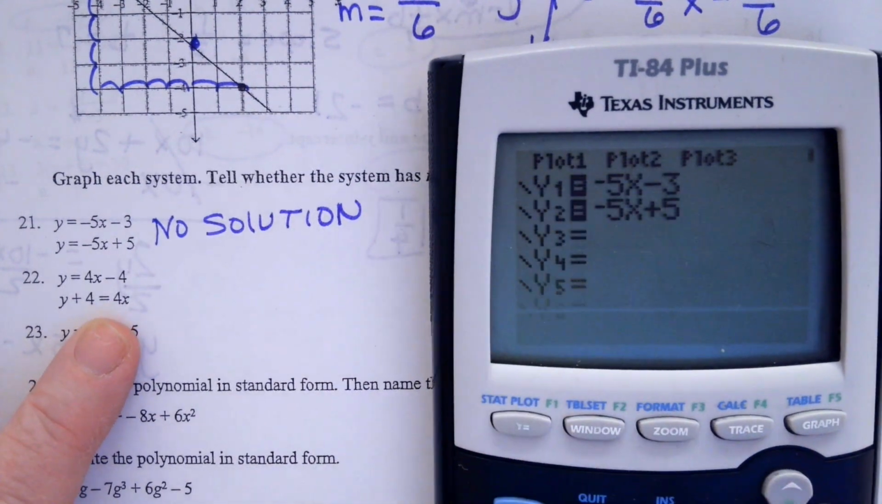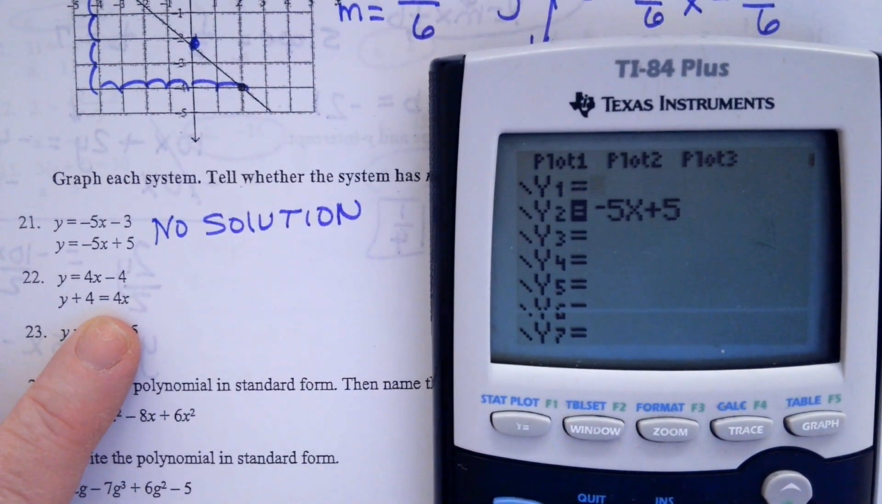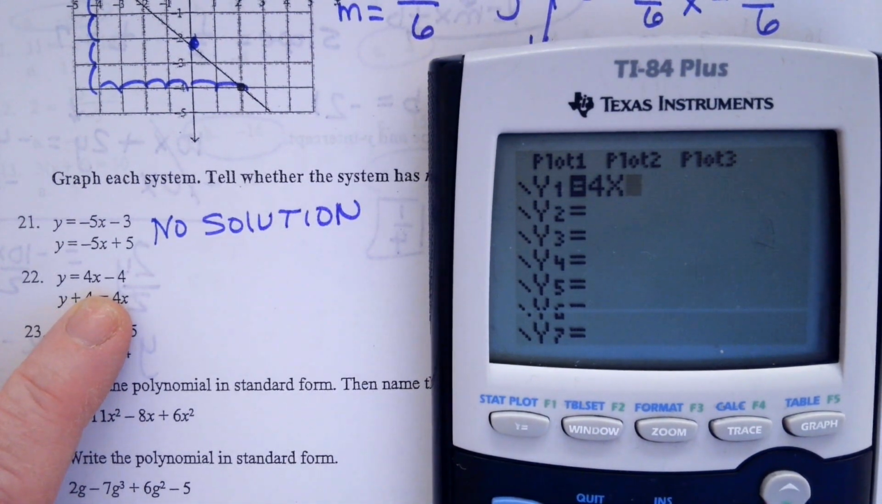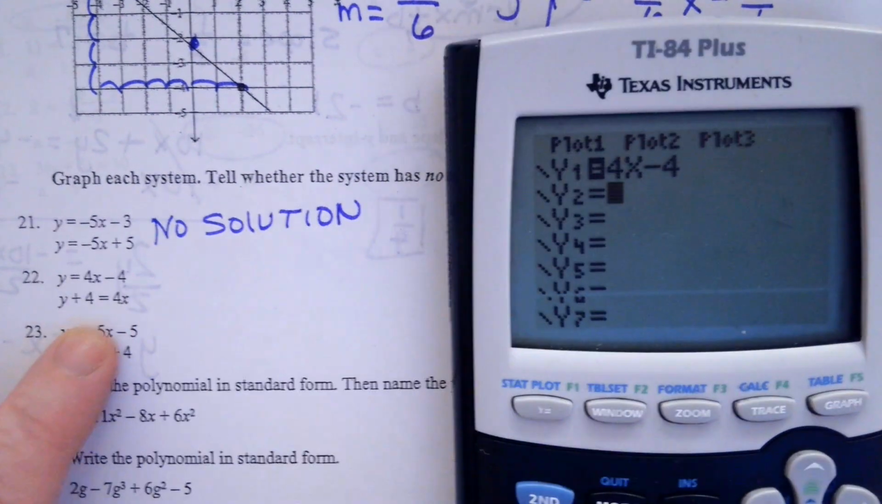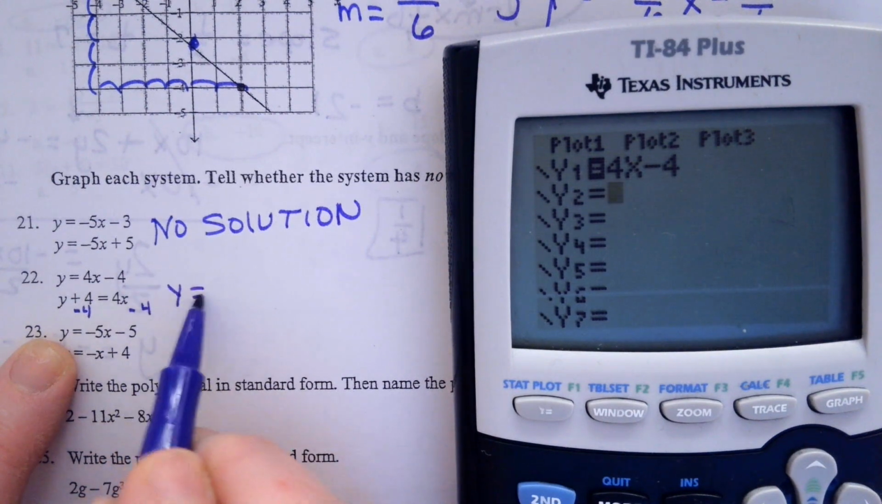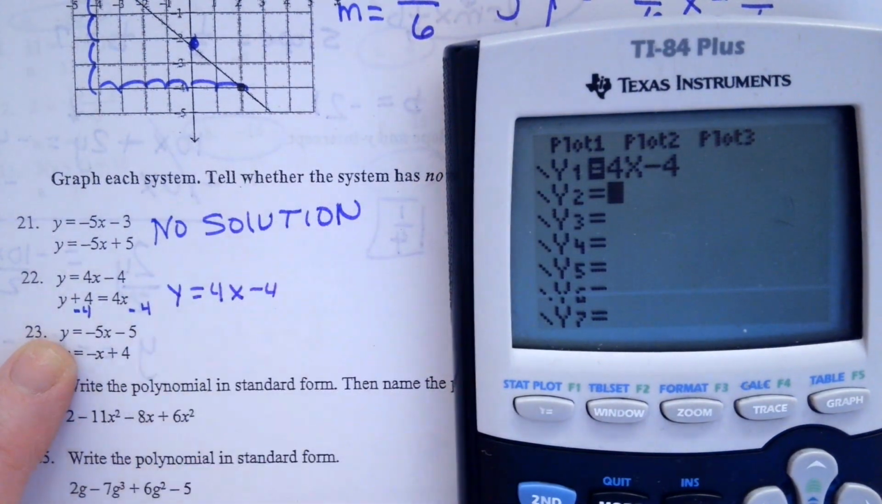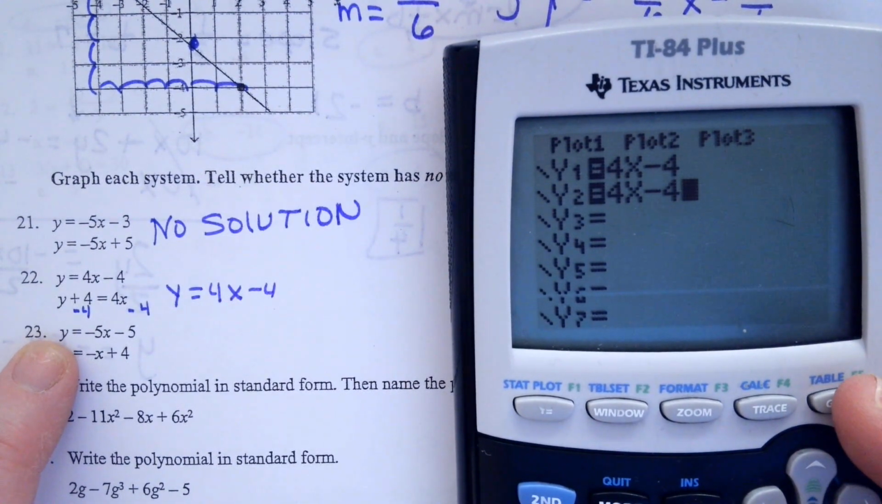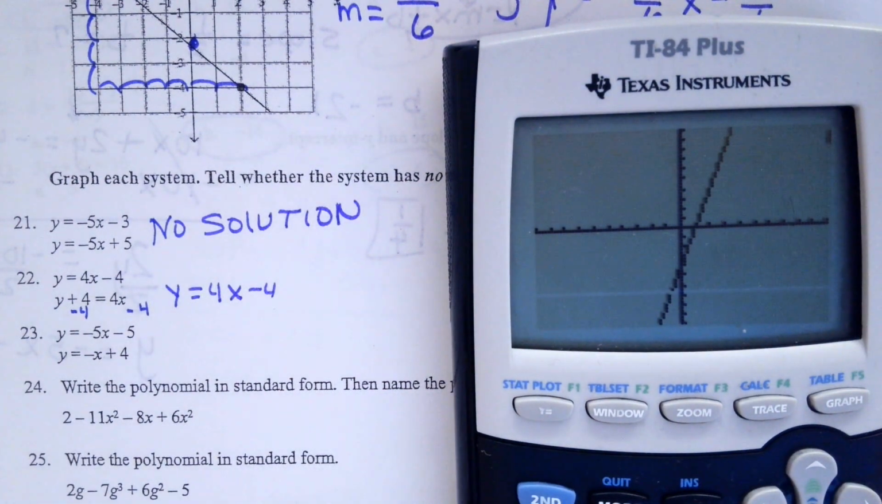We're going to graph the next one, which is number 22. So we're going to clear these out, and we're going to put in there y equals 4x plus minus 4. And the next one's not quite ready to graph. I'm going to have to subtract 4 from both sides. So it's going to say y equals 4x minus 4. Now at this point, you're probably saying that's the same thing. And it is. And when you graph it, there goes the line. You don't really see anything else happening. So that is actually the same line.